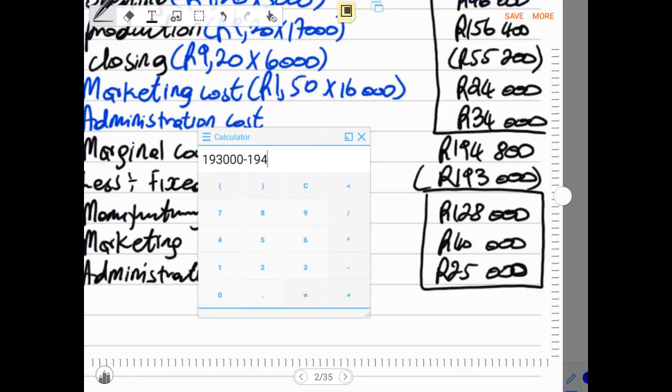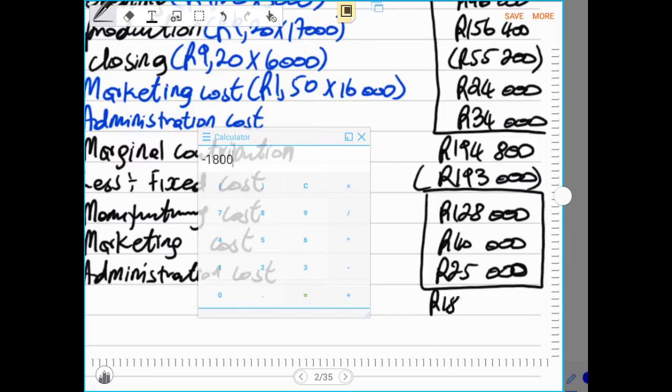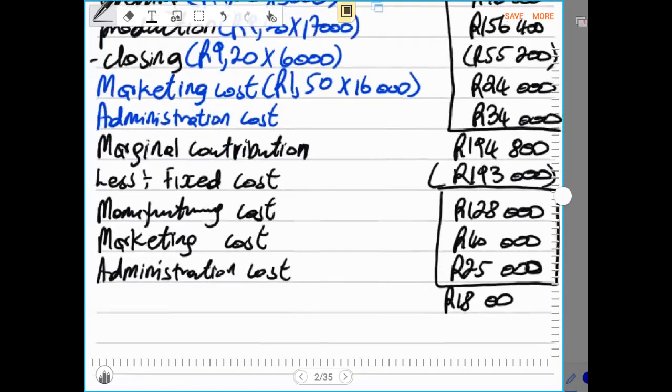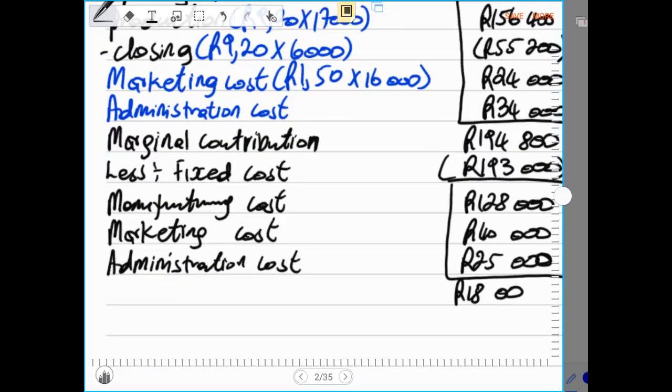minus 194,800, and this gives us an amount of 1,800 rands. So now 1,800 is the profit for the month.